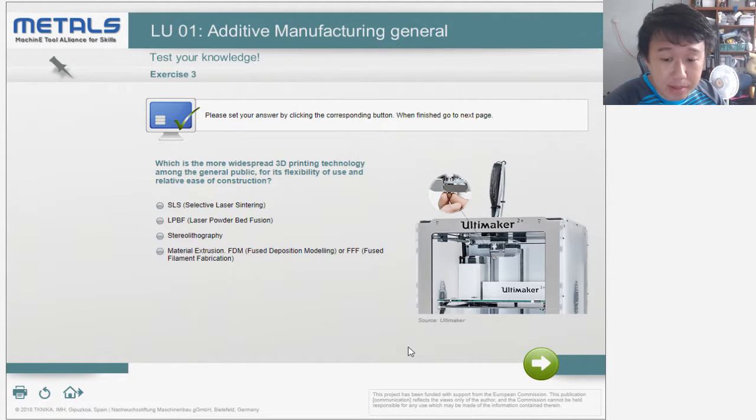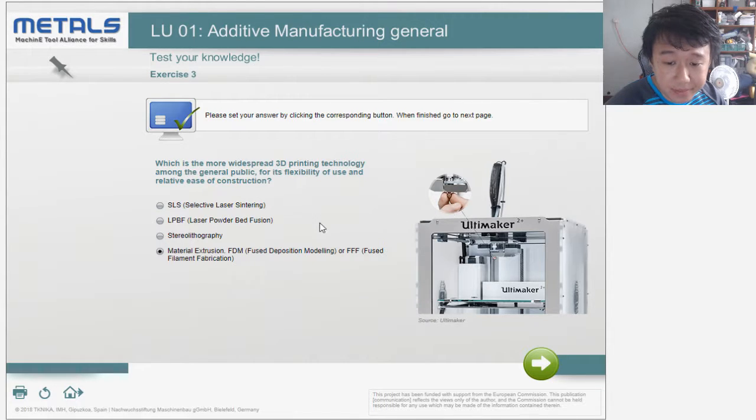Which is the more widespread 3D printing technology among the general public for its flexibility of use and the relative ease of constructions? So the clue is given on this picture itself. It's an Ultimaker, so it has to be the material extrusion, FDM process, or the FFF process. I'm from Singapore and I'm pretty excited that Ultimaker actually has an office in Singapore.